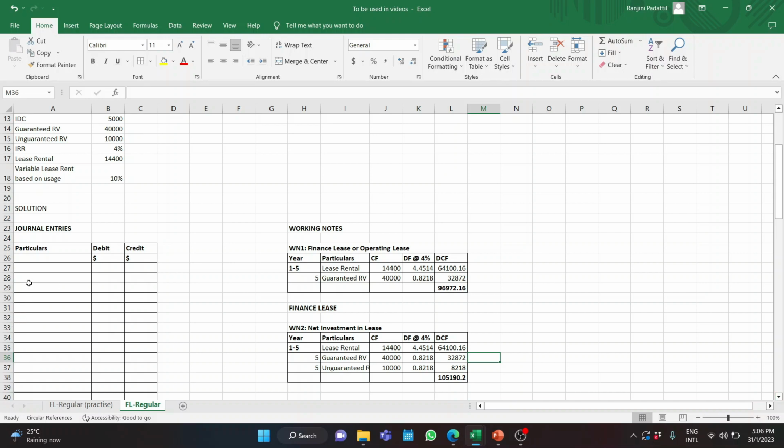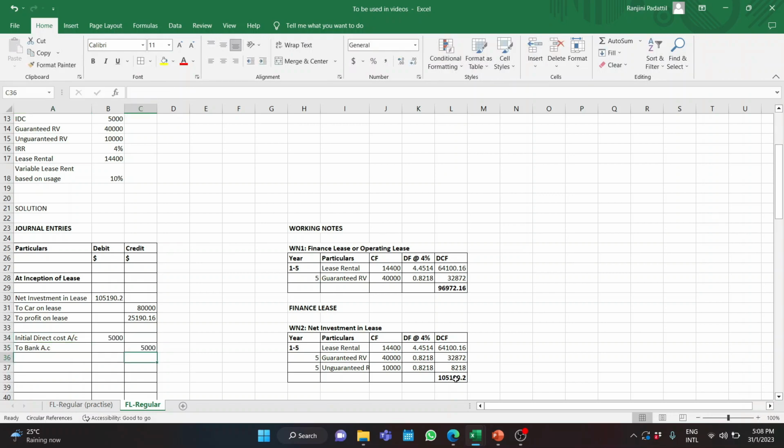What gets credited is the carrying value, and the difference goes to P&L account. The entry that gets passed is net investment in lease, debit, 105,190; credit, car on lease, 80,000. The profit on lease, that's the difference, and it gets directly taken to the profit and loss account at the end of the year. Now here we also incur initial direct cost. Debit to bank account 5,000.